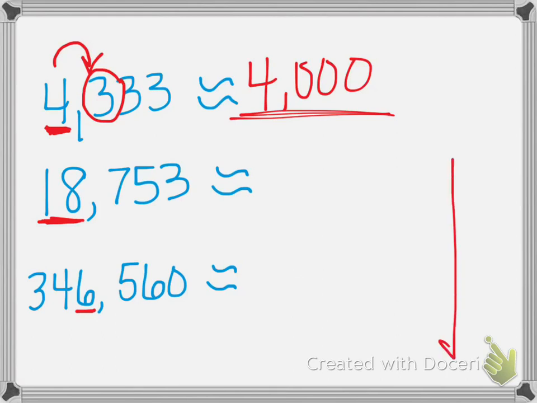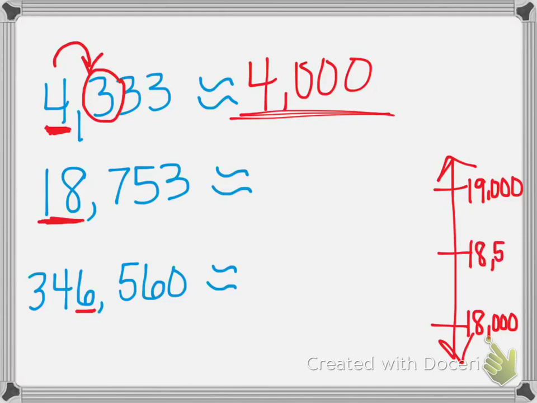Okay, I know I said we weren't going to draw a vertical number line, but I think I'm just going to throw it on here real quick. So we have 18,000. We have 19,000 would be our top number. And then in between, halfway between those would be 18,500. So again, we're going to take this 18,000 and look at that number to the right.